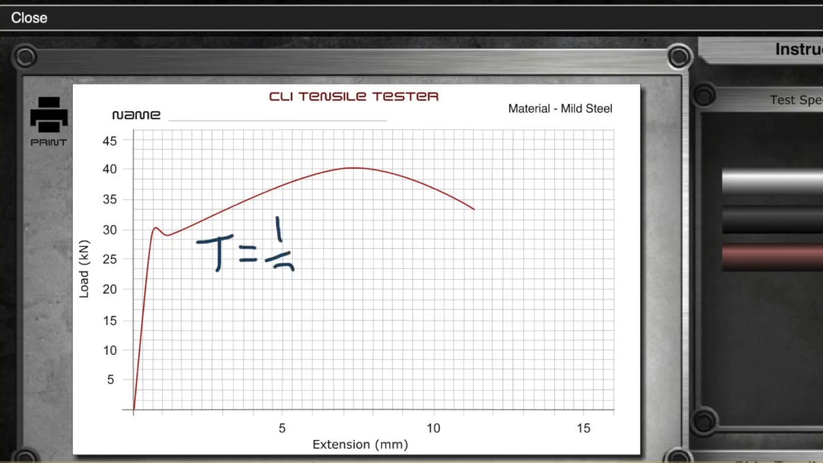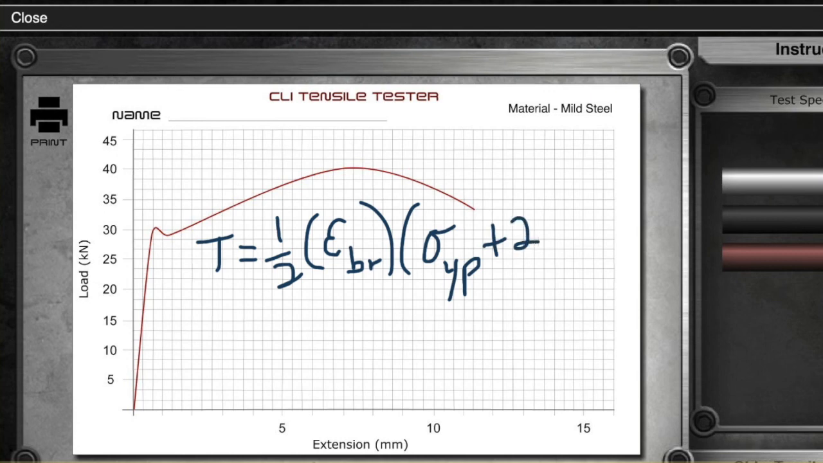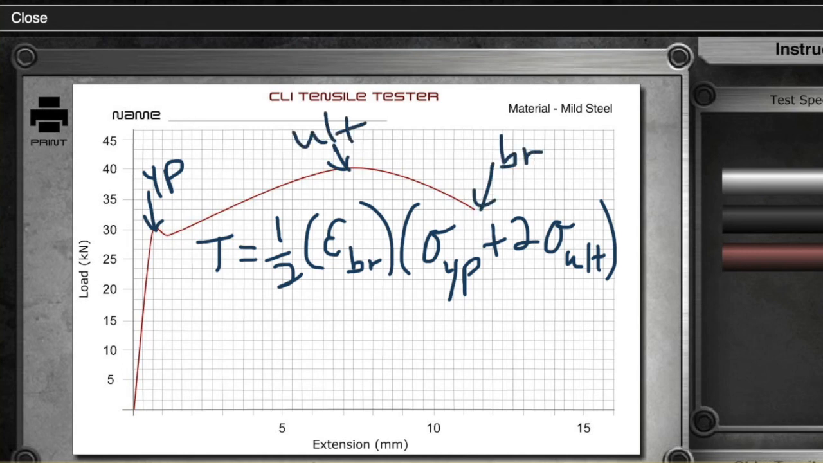So it's 1/3 times the strain at the breaking point or the failure point times the stress at the yield point, plus 2 times the stress at the ultimate tensile point. So the yield point is here, right? The yield point's here. Right here is the ultimate tensile, and then right here is the breaking point. That's why we had to figure out some of those things at those places, all to be able to figure out the toughness.